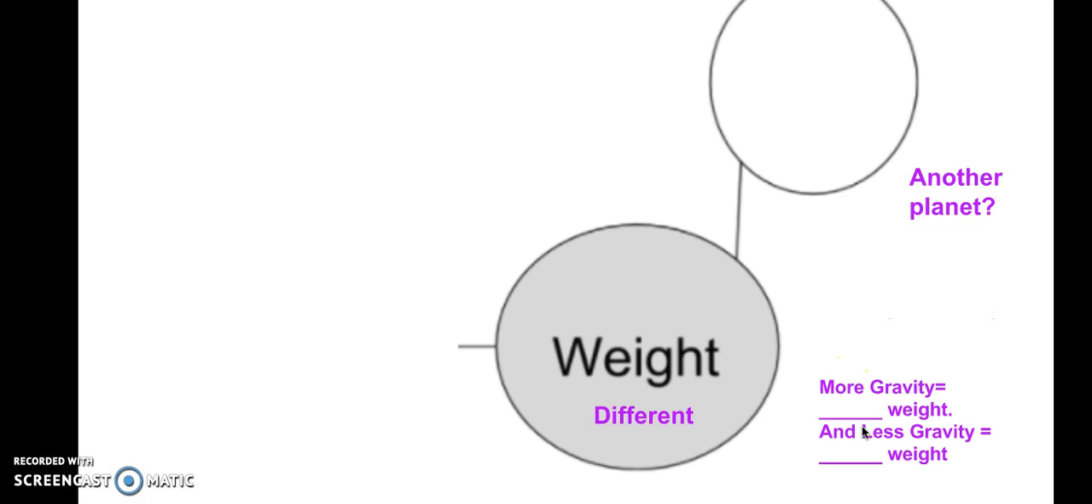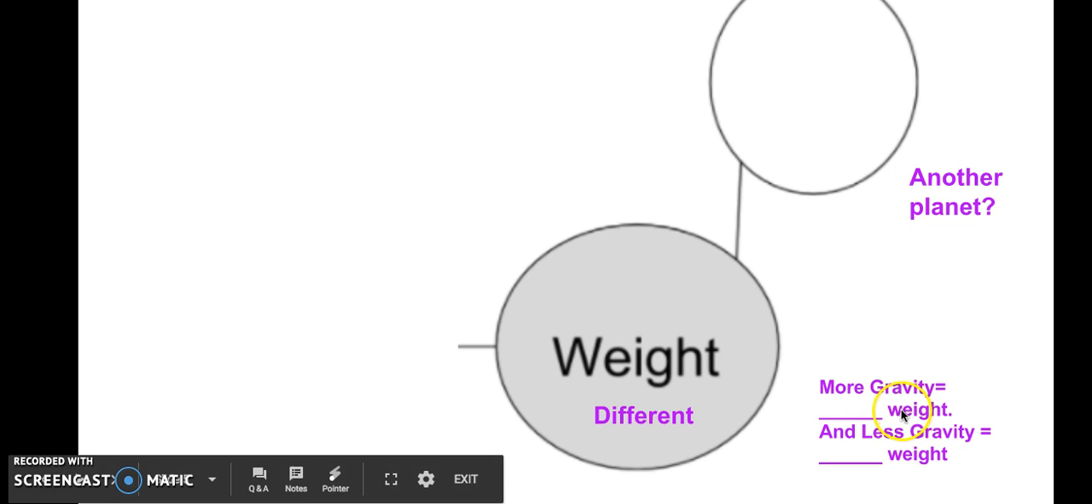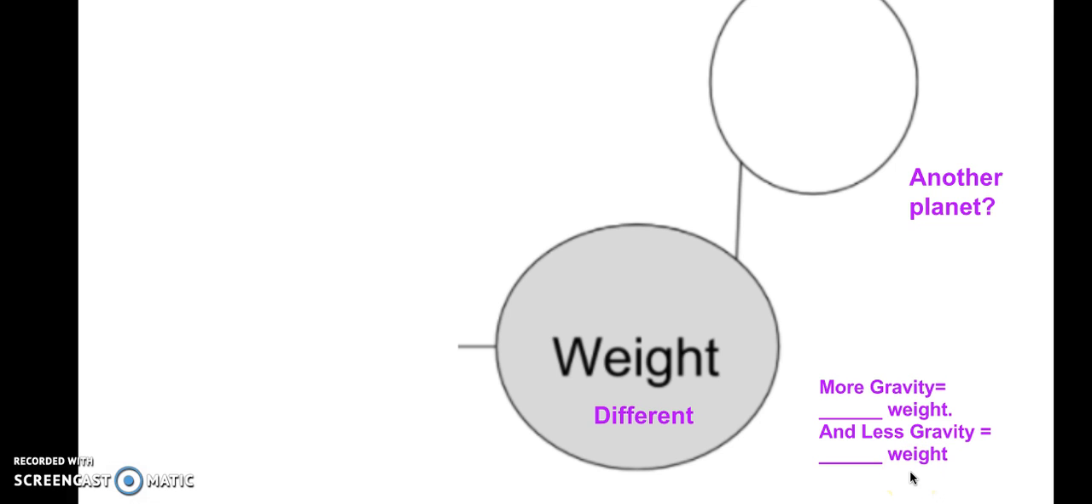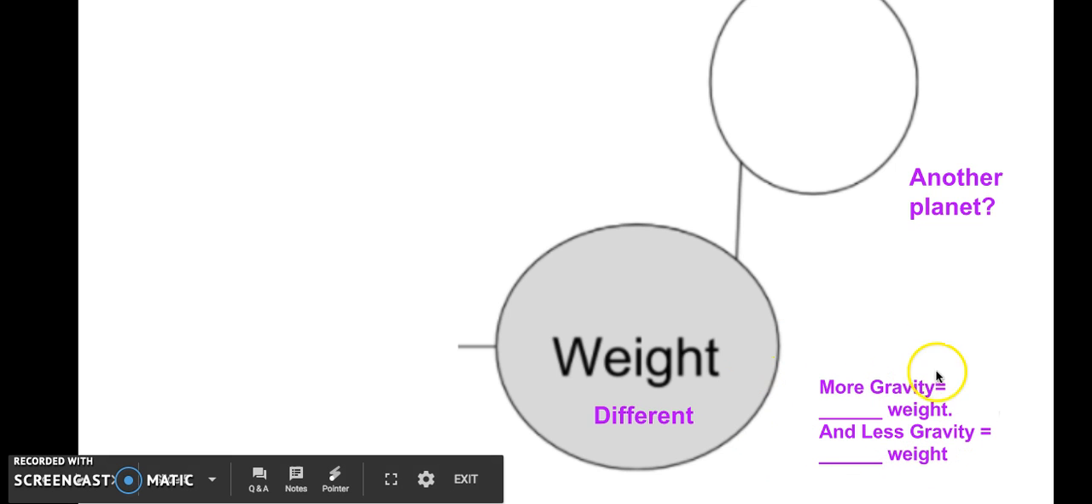All right, students, next, a similar sentence frame for your third bubble. This time you're going to write more gravity equals blank weight and less gravity equals blank weight. You need to fill in those blanks from what we've learned about mass and weight. Fill in that sentence frame right now and press play when you're ready to go on.